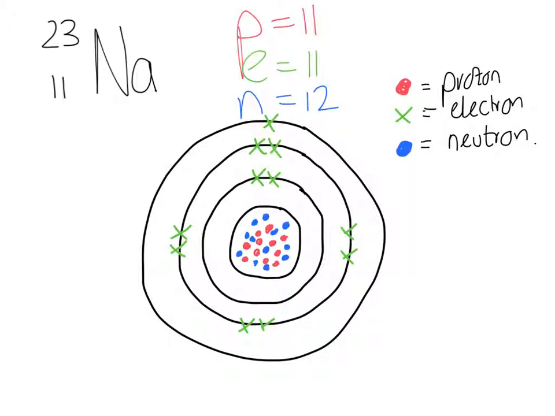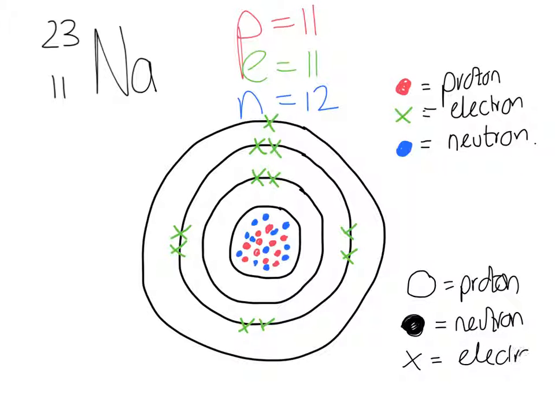Now obviously you won't use colours in your exams, so what you'll do is you will use, say, a white circle for a proton and a coloured black circle to equal a neutron, and then an X to equal an electron. And that's how you'll differentiate between them in an exam.